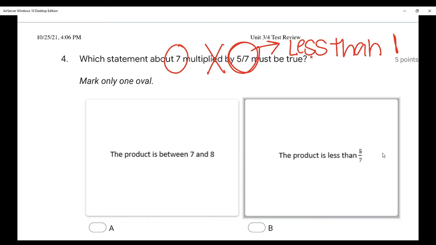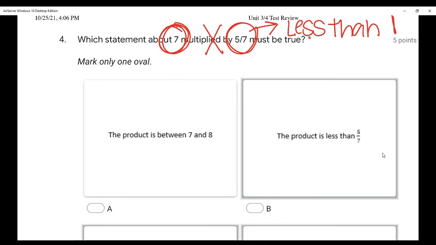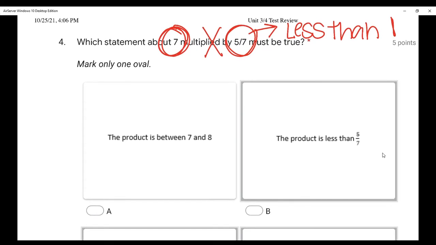So if I multiply by something less than 1, it's going to make my original number smaller. So 7 is going to get smaller. If I were multiplying by something greater than 1, 7 would get bigger. So since we're doing less, it's going to get smaller. So this one says the product is between 7 and 8. Well, if I'm starting with 7, if it's between 7 and 8, that means it's getting bigger, which is not true.